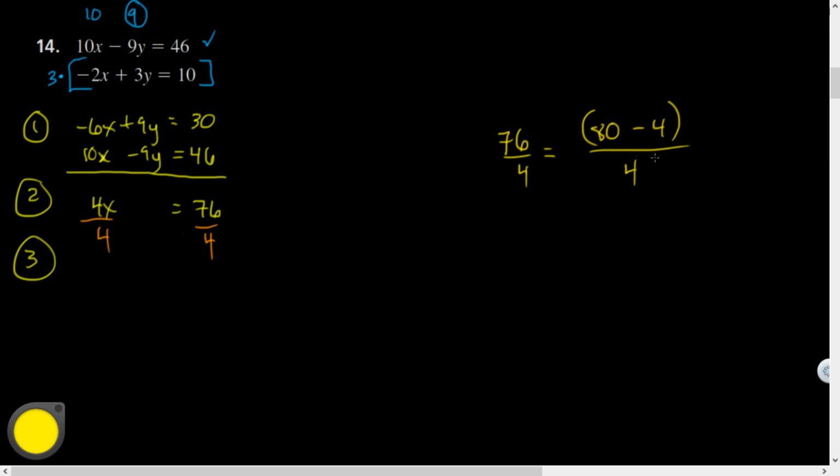And 80 minus 4 all divided by 4 is the same as 80 divided by 4 minus 4 divided by 4. And so this is literally, like, I wouldn't normally write all this down.